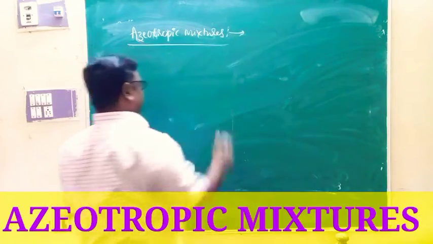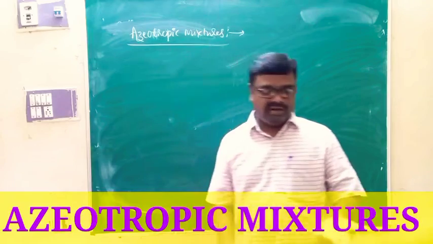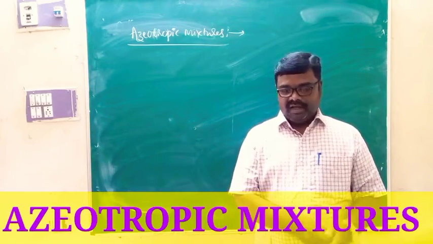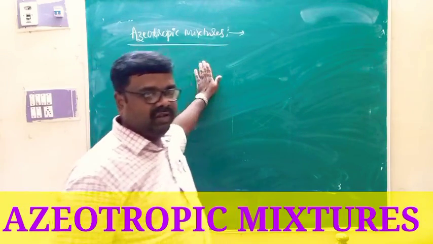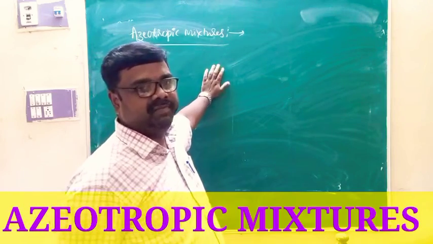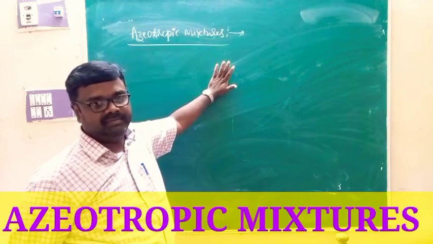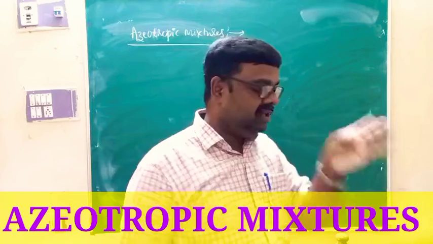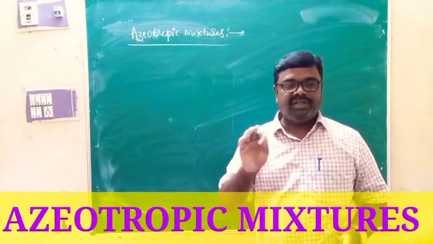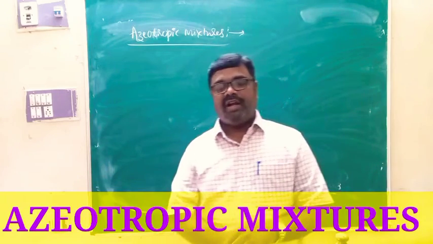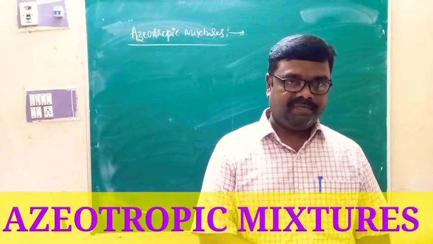Now at this moment, we'll take up one more topic that is related to ideal and non-ideal solutions, that is azeotropic mixtures, or azeotropes. Generally, azeotropes or azeotropic mixtures are the constant boiling mixtures. We call them the mixture of two liquids which will boil at constant temperature without undergoing any change in composition. That is what we call a constant boiling mixture or azeotropic mixture.